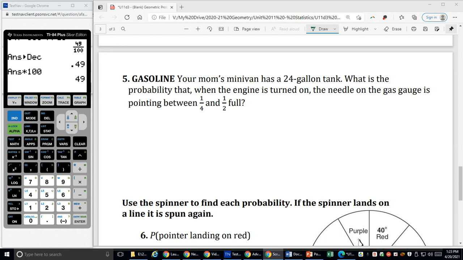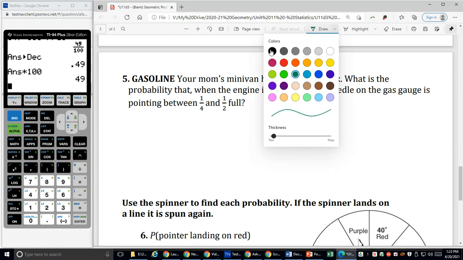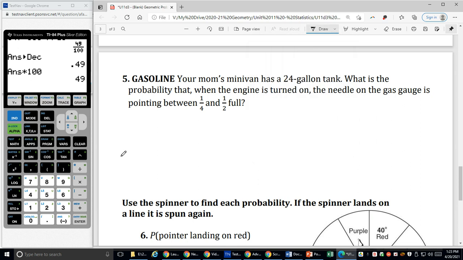Welcome back. We are still on Unit 11, Day 3. We're going to finish up geometric probability with example number 5. Your mom's minivan has a 24-gallon tank. What is the probability that when the engine is turned on, the needle on the gas gauge is pointing between 1/4 and 1/2 full? So let's think about what the gas gauge might look like on your car.